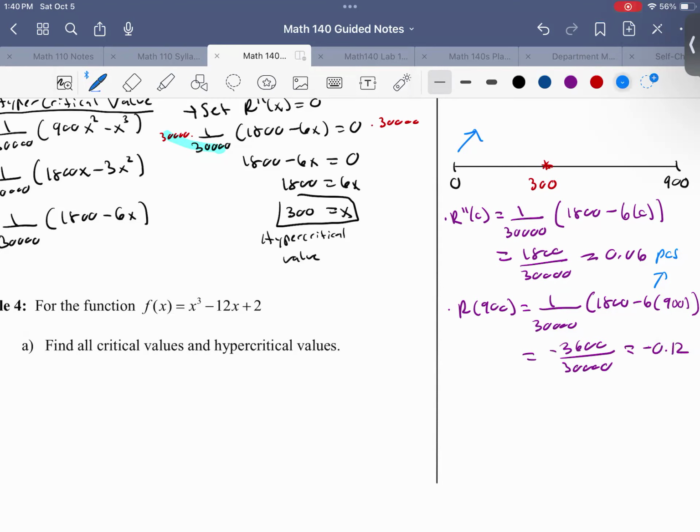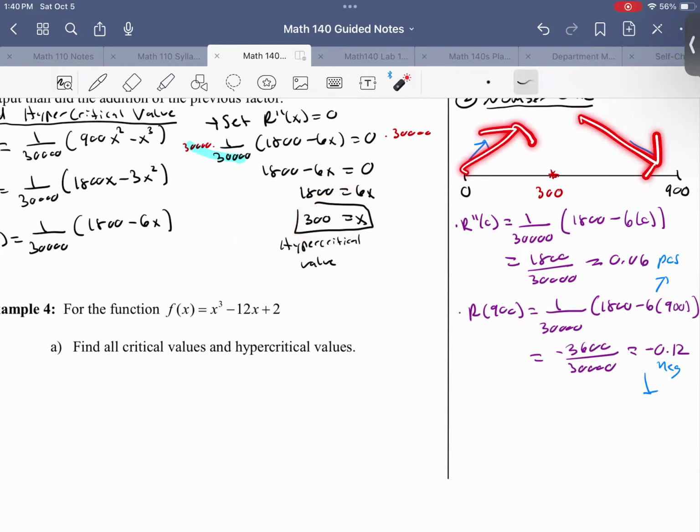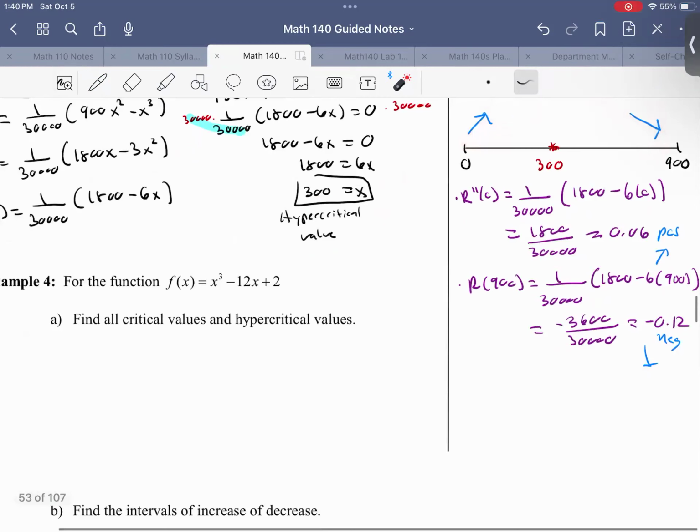0.12, which is negative. So that means we're going down. So we're going down right here. So what does all this mean, right? What this means is that 300 is our point of diminishing return, that we're concave up before it, concave down after it. So that means after 300, our revenue isn't doing so well.